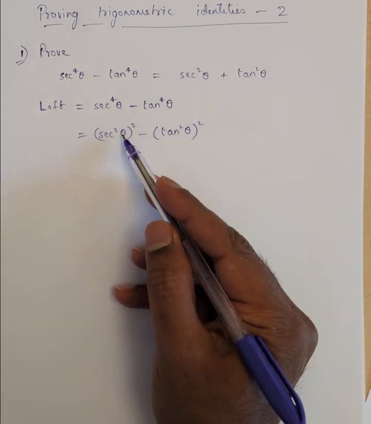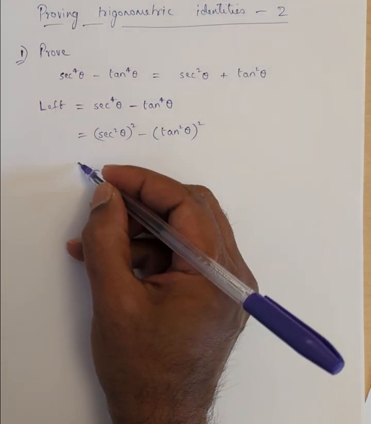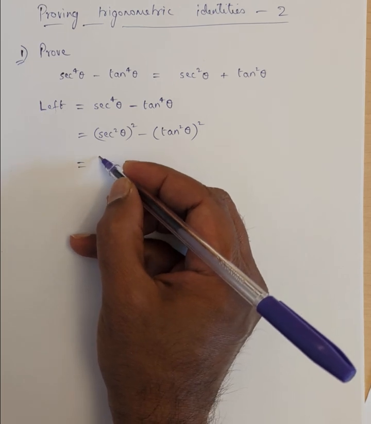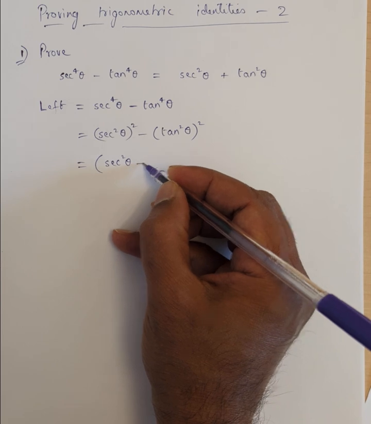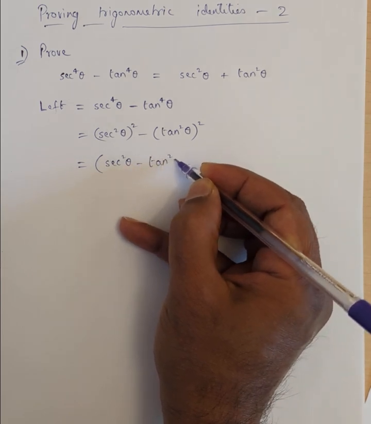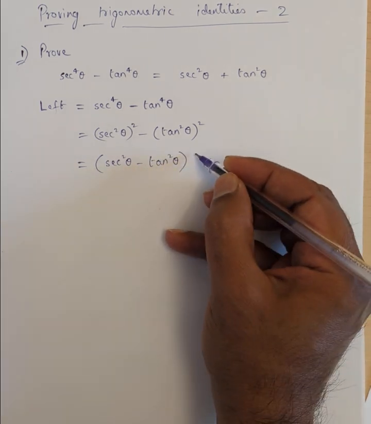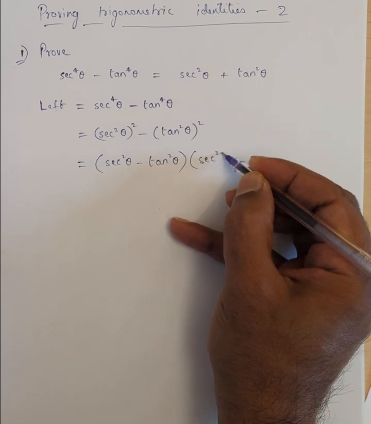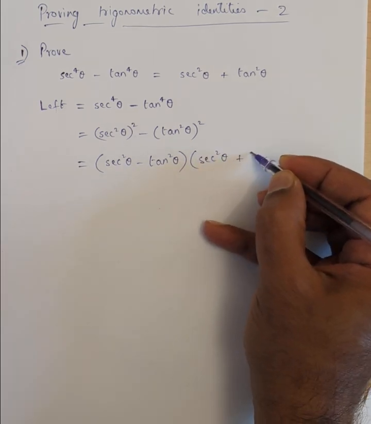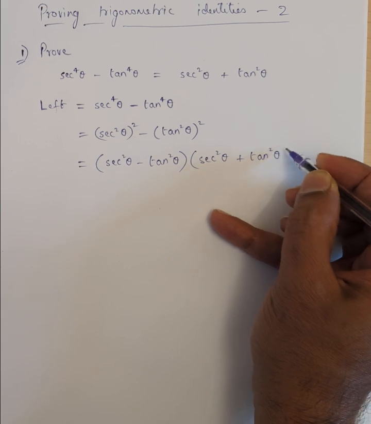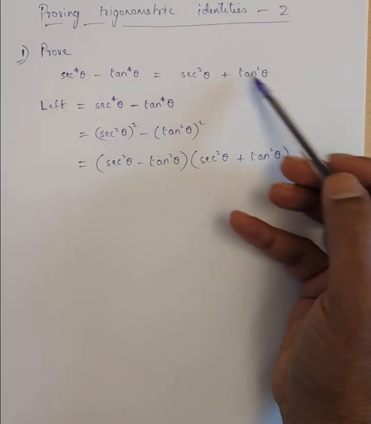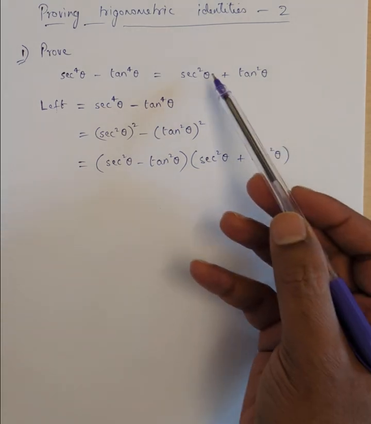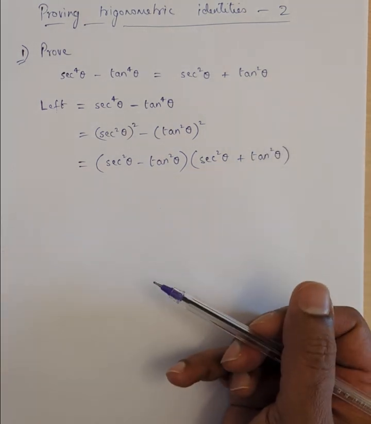Now if you recall, a square minus b square can be factored as a minus b times a plus b. So a is secant square and b is tan square. So this is our a minus b part, and this is going to be our a plus b, secant square plus tan square. And also, take a quick look at the right side. The right side is just the second factor.